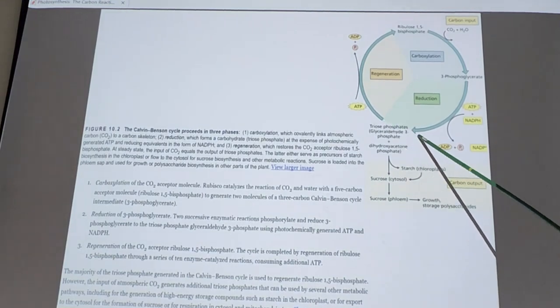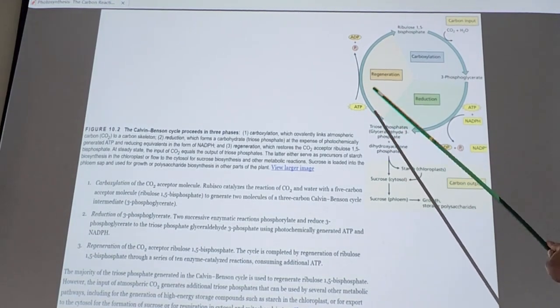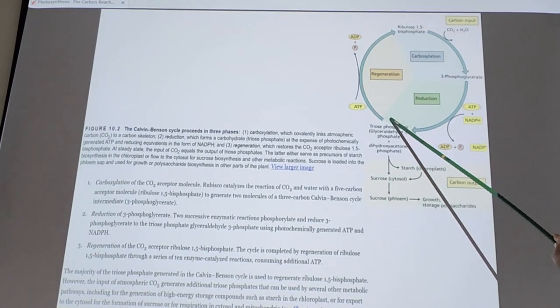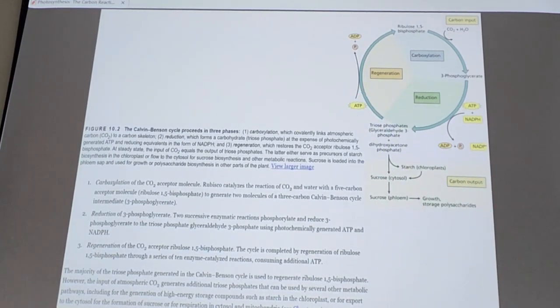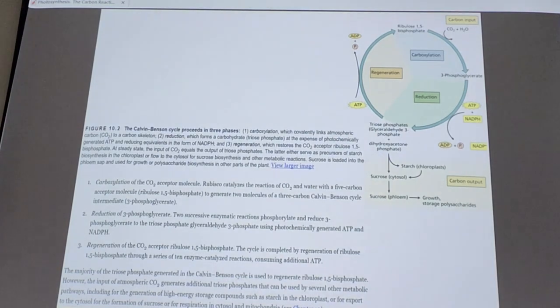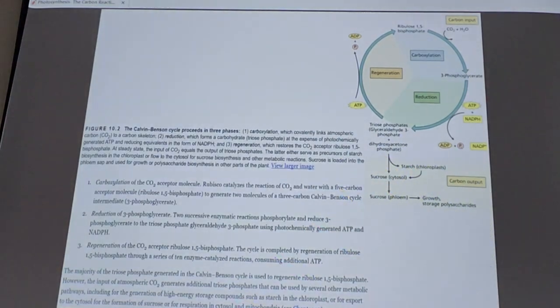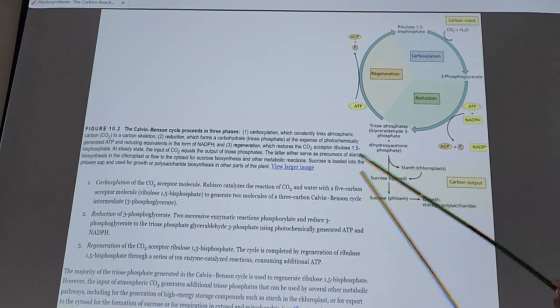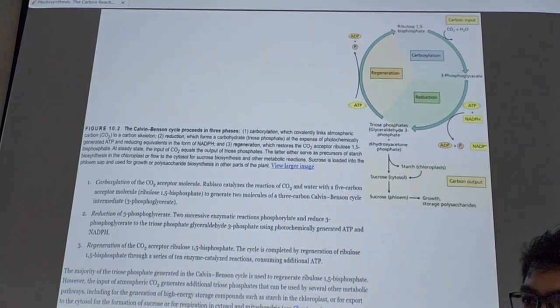This is very critical here. You see, there's an opening here, meaning that of the product at the end of the reduction phase, some exits, the rest continue. Very important. Not everybody exits. It doesn't work like that because this is a cycle, right? So the one that exits becomes the sugar precursor that I was talking about.